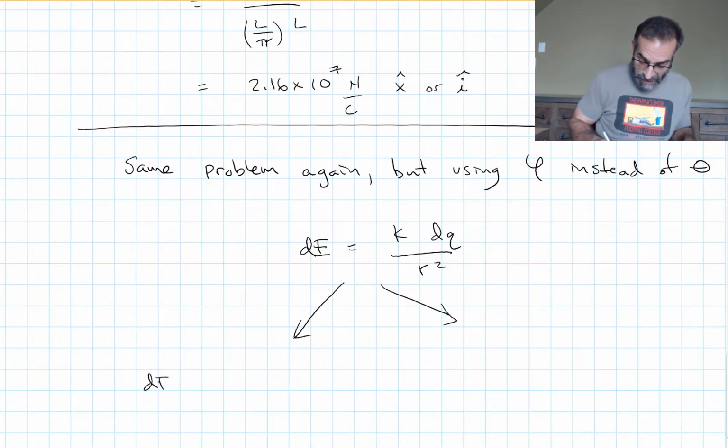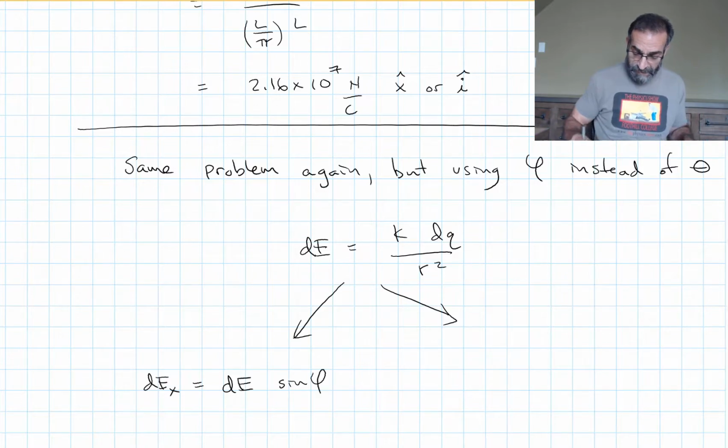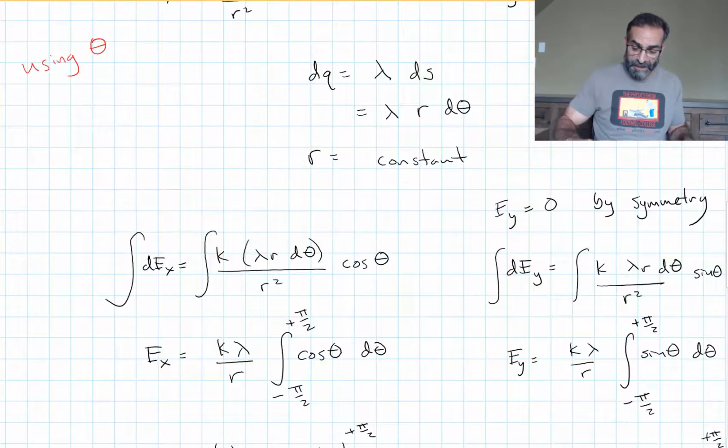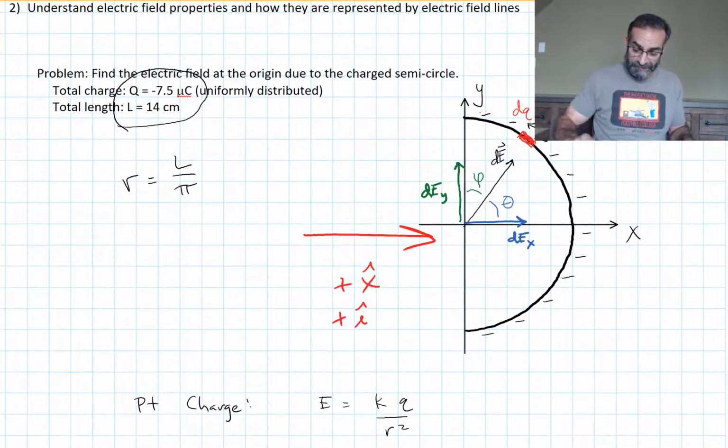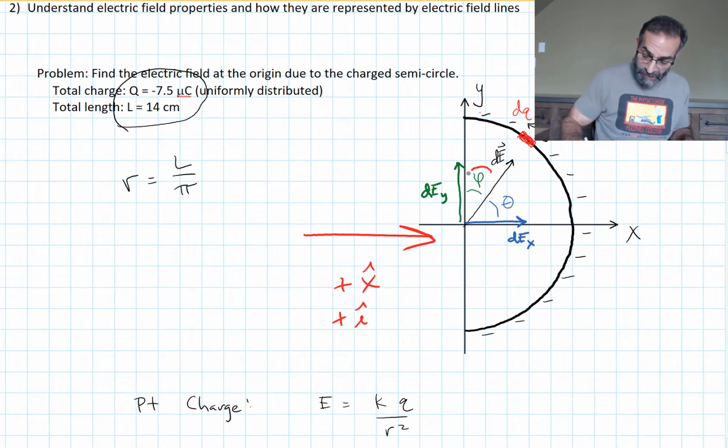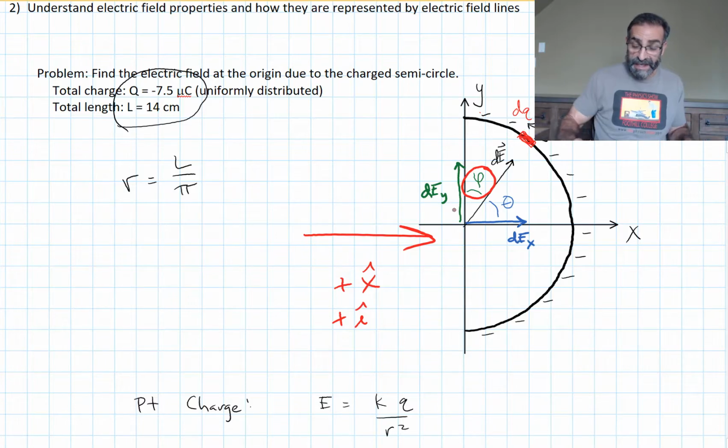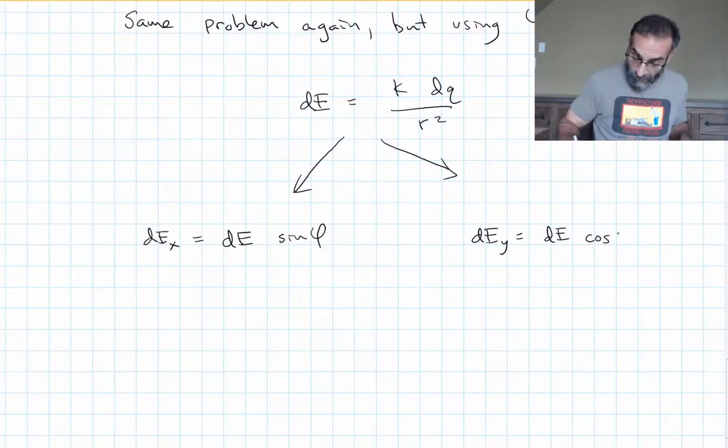So dE in the x direction is going to be dE times the sine of phi. Let's go back and check, make sure I got that right. Here's our angle. The x component is the opposite side, so it would be the sine of that angle times the hypotenuse. And the y component is the adjacent side, so it would be the cosine theta times the hypotenuse.